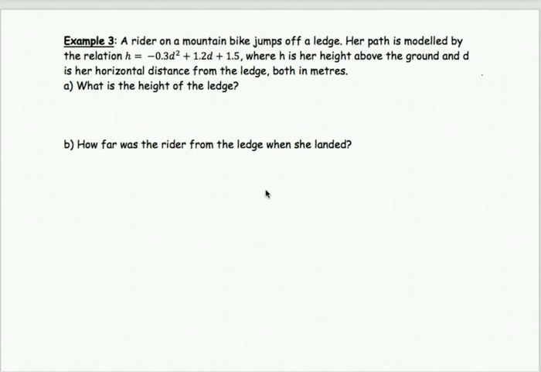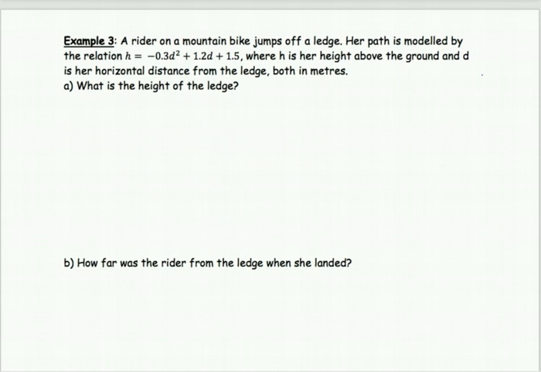We have a mountain biker riding along and then jumping off a ledge, landing on the ground, and we need to find out some information about what's happening with the situation, okay? So if we make a sketch here, this biker comes along and is up on a ledge somewhere and then jumps down, okay? So that's kind of like the rough idea here.